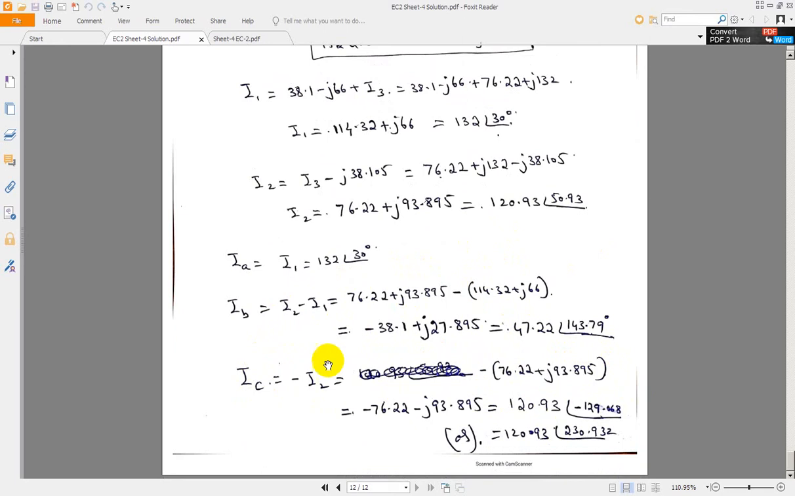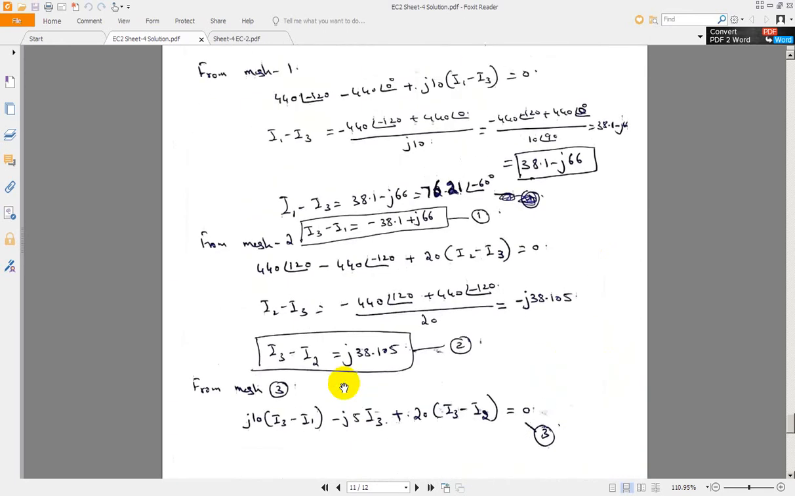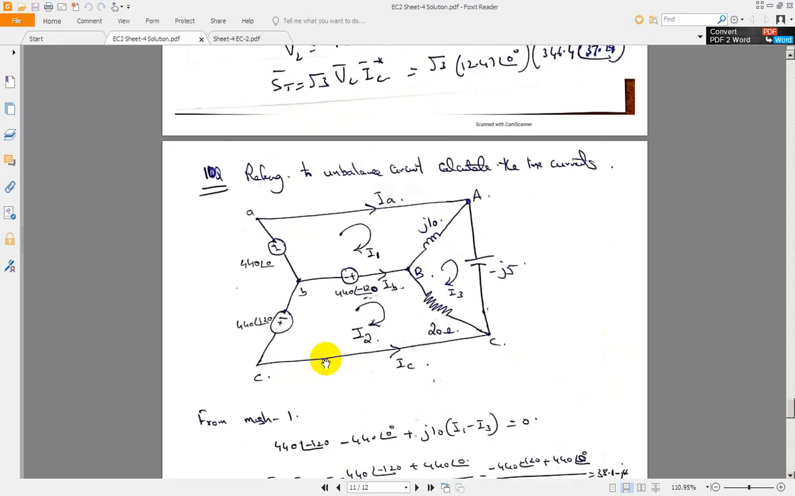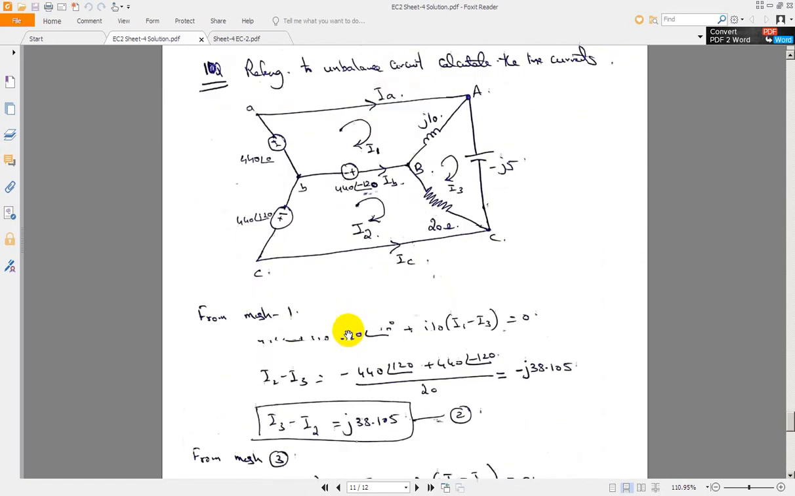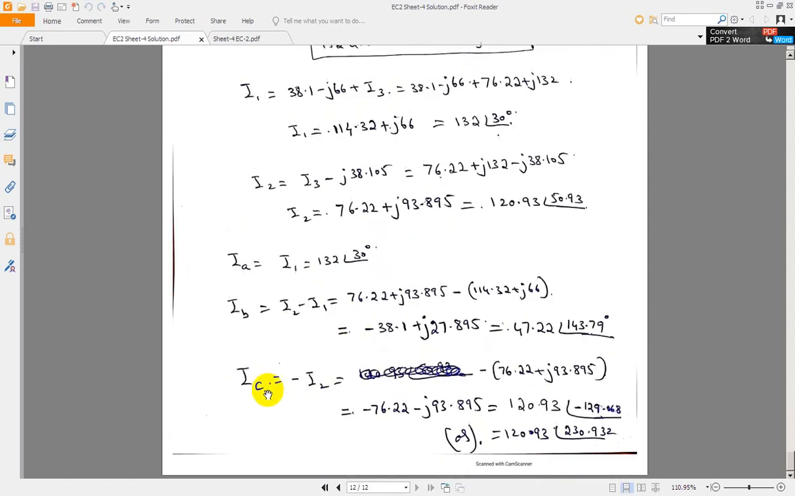Then IC is equal to minus I2. How? We want this current IC, and the current circulating in this branch is I2, but it is in the opposite direction. Hence IC should be equal to the negative of this current. IC is equal to minus I2. Substitute the negative of the I2 value, and you will get 120.93.